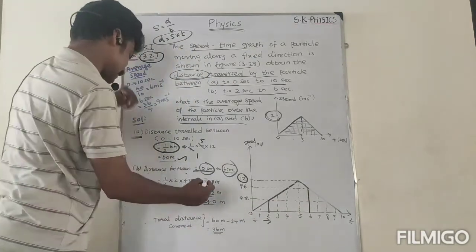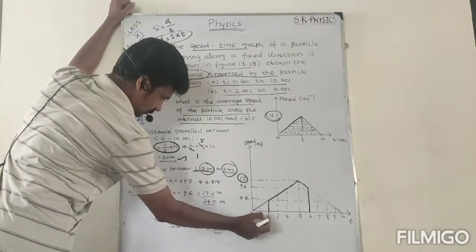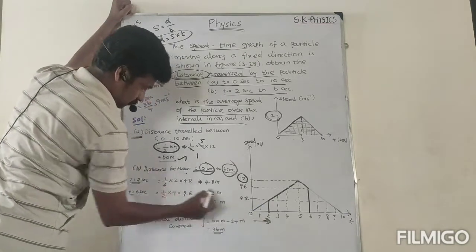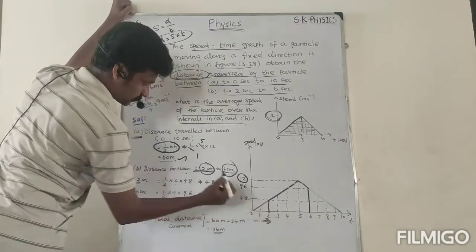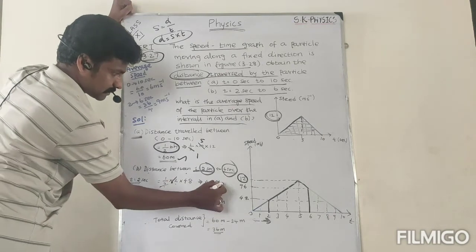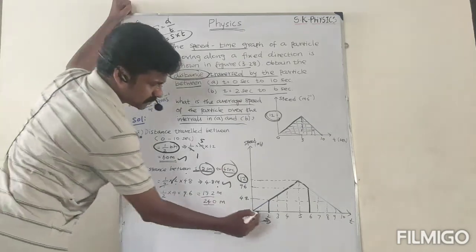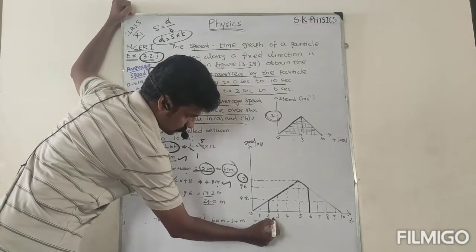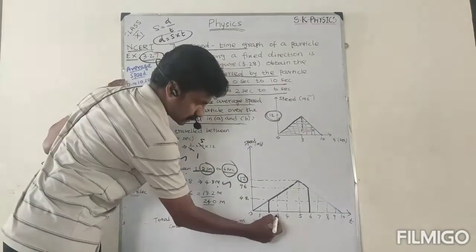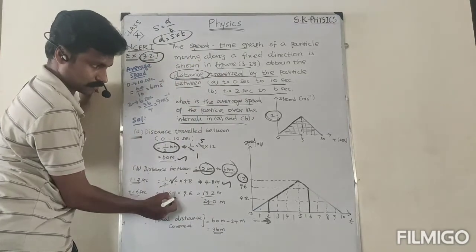Okay, so please listen. For the first triangle, the formula is half b h: 1/2, base value is 2, into height value 4.8. The 2 will be cancelled, so 4.8 remains. And the next one, see, the duration 2 to 6. In between 2 to 6, how much? 4. See the gap here: 1, 2, 3, 4. So the base value is 4.